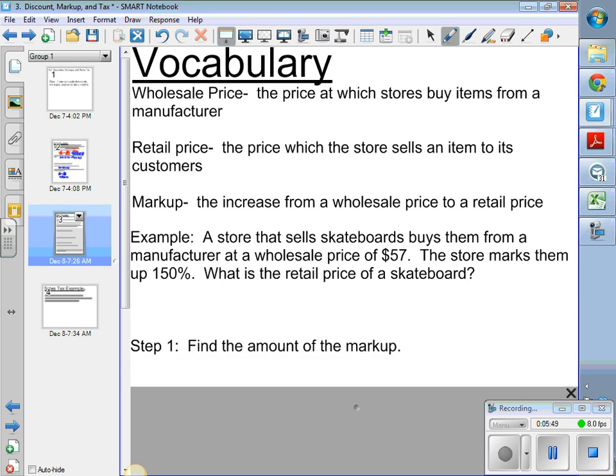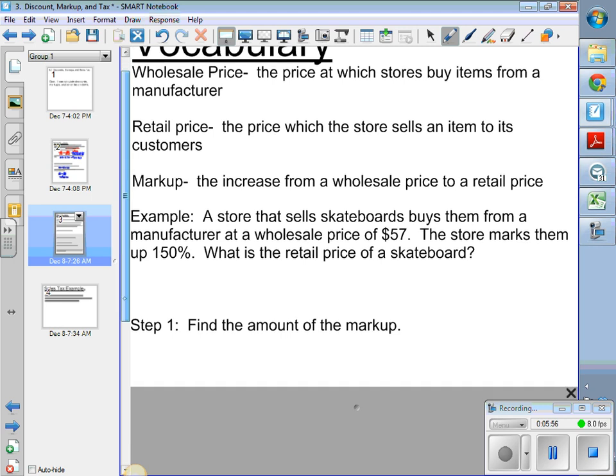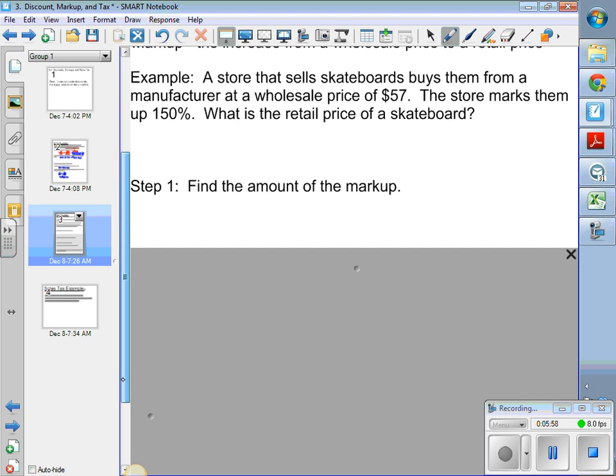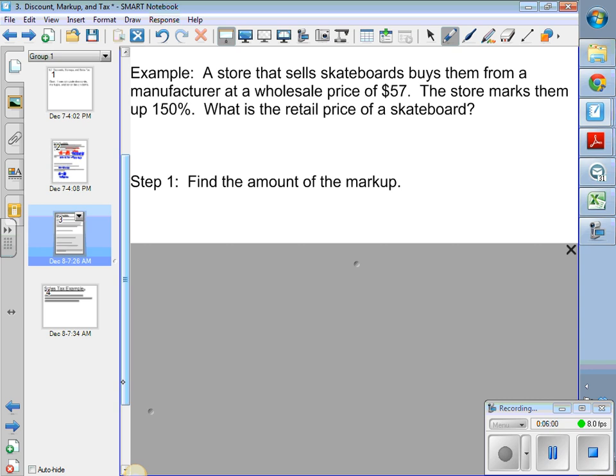Okay, so our first step is to find the amount of the markup. So we're going to take the important things we need. We need the retail price of the skateboard. We know we have a $57 wholesale price, and it marks up 150%.